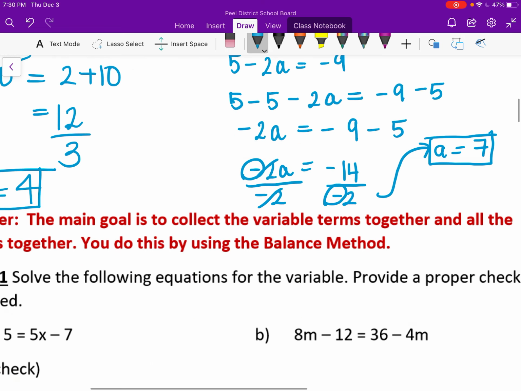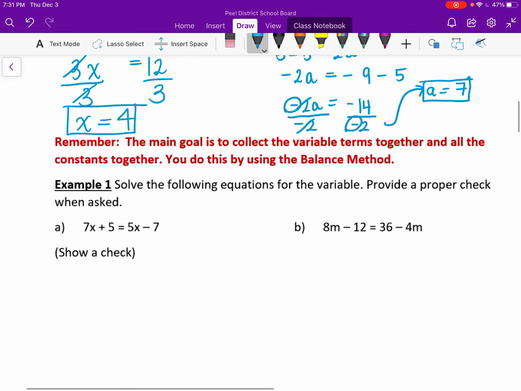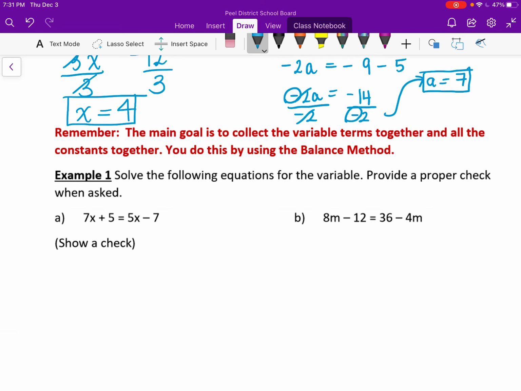Okay, so that's what we're going to do using the balance method. The main goal is to collect the variable terms together and then all the constants together, and you can do this by using the balance method. You notice that all your a's are on one side and all of your just numbers are on the other side. So we're going to try doing the following equations for variables, and we're going to show a check, right?